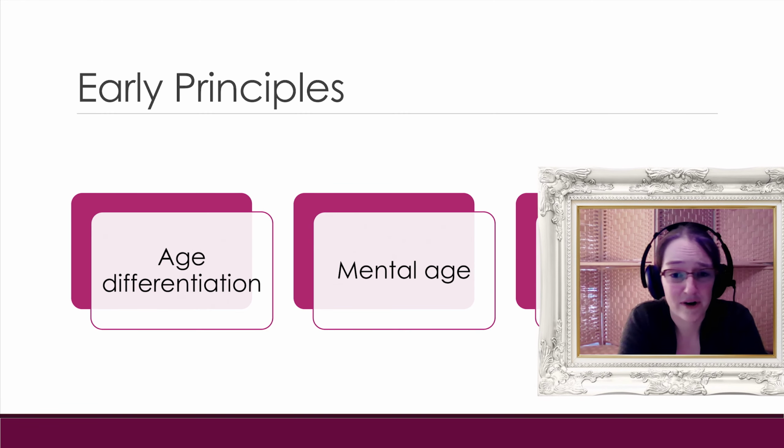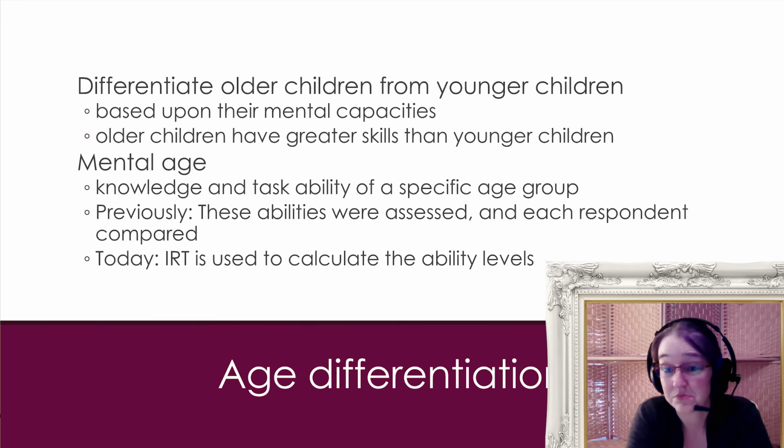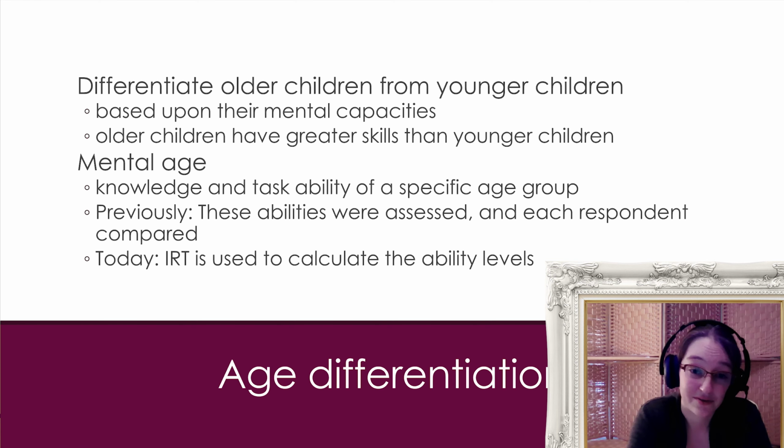To differentiate older kids from younger kids just based on their mental capacities. The idea is that older children have greater skills than younger children, and we can quantify this as mental age. So the knowledge and task ability of a specific age group. Now these abilities can be assessed and each respondent compared on both their relative performance and absolute performance. And we use IRT often today to calculate these ability levels, this mental age.